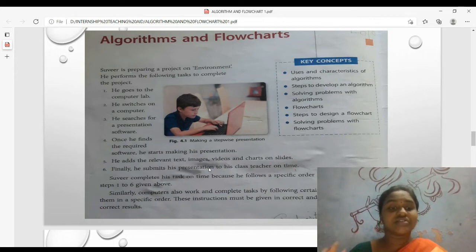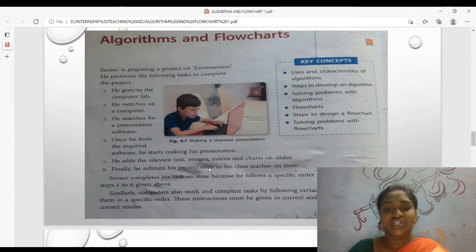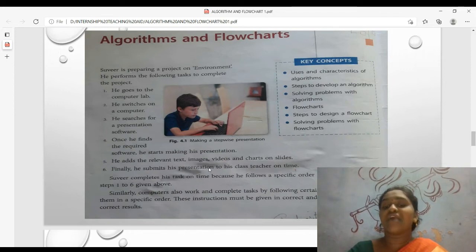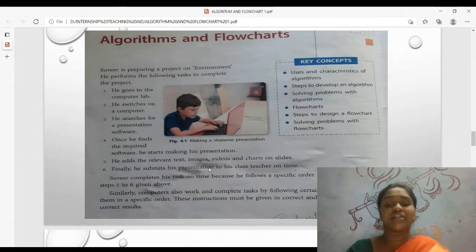These are the steps from 1 to 6 given above. So, what they are mentioning is that Suvir is following certain rules to complete his process on time. Okay, before this, I asked one question: how are computerized devices working to get a correct result? For that, here you have a perfect answer.